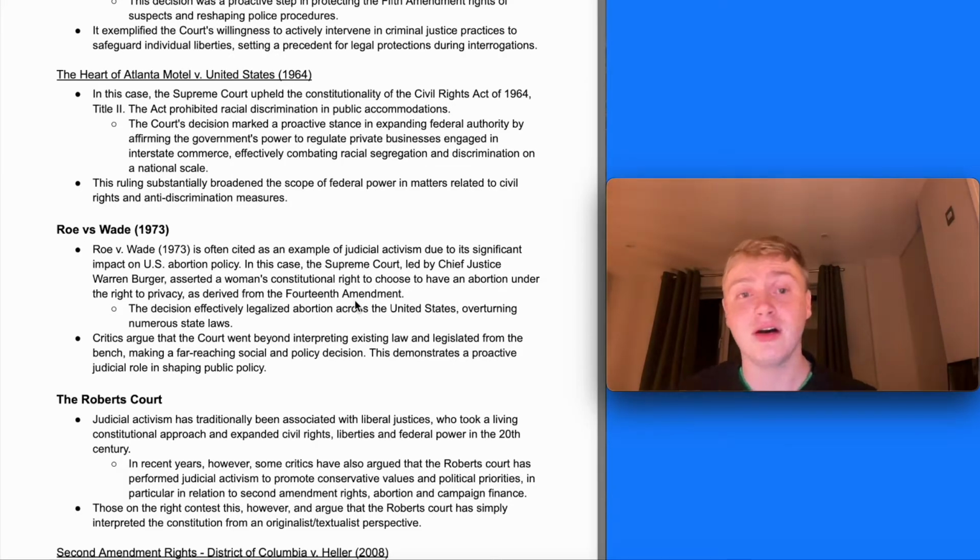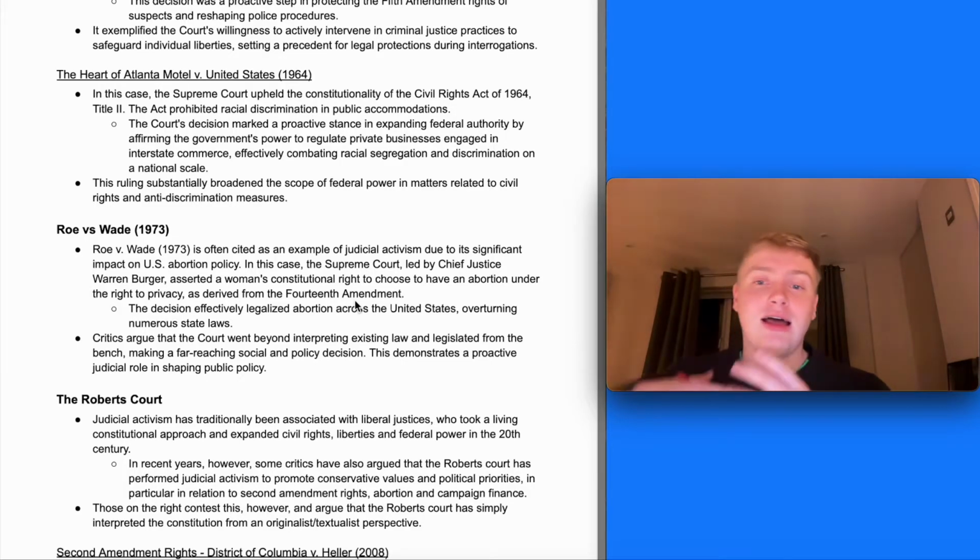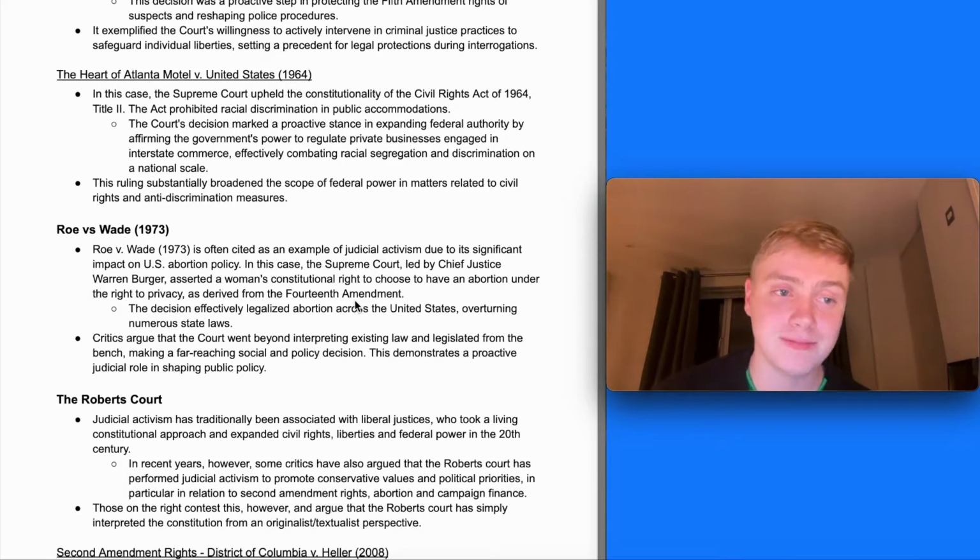So this effectively said that public accommodations were defined under Congress's jurisdiction, so defined as interstate commerce, and this allowed Congress to protect civil rights in the United States, and the Supreme Court allowed this through its ruling.